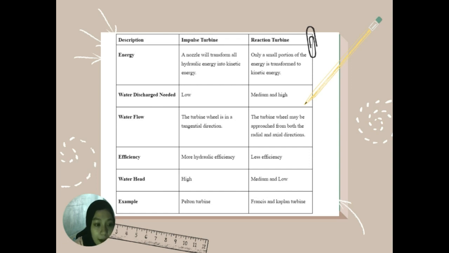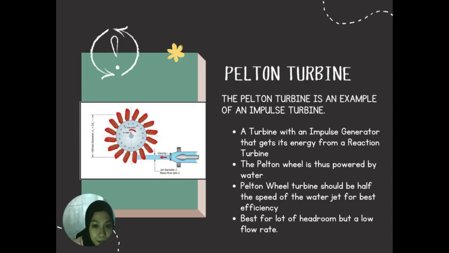Also, for efficiency, the impulse turbine has more hydraulic efficiency, while the reaction turbine has less efficiency. For the water head, the impulse turbine has high water head compared to the reaction turbine, which has medium and low water head. For example, for the impulse turbine, we use the Pelton turbine. For the reaction turbine, we use the Francis and Kaplan turbines.